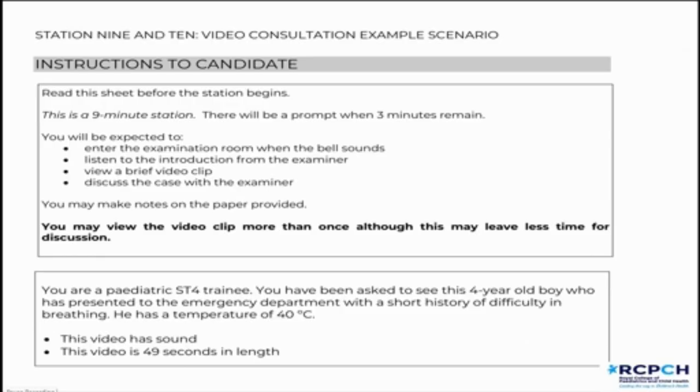This is how the candidate information sheet looks when the candidate is waiting outside the station for the first 3 to 4 minutes. For example, it will be like this: you are a pediatric ST4 trainee. You have been asked to see a 4-year-old boy who has presented to the emergency department with a short history of difficulty in breathing. He has a temperature of 40 degrees centigrade. The video has no sound. The video is 49 seconds in length. If there is sound in the video clip, it will be mentioned in the candidate information sheet, and also headphones will be provided. So you have to use these headphones.